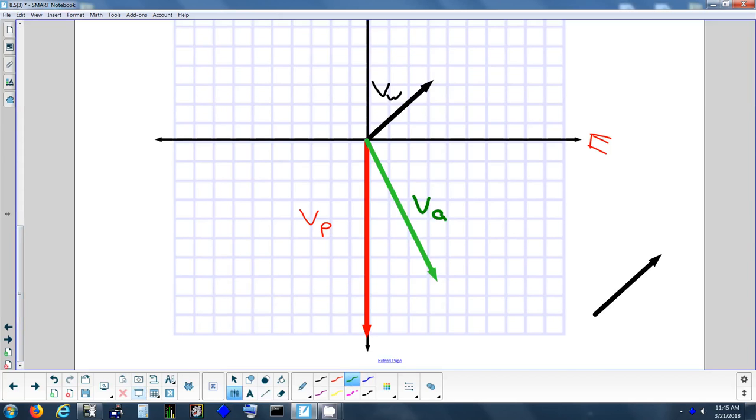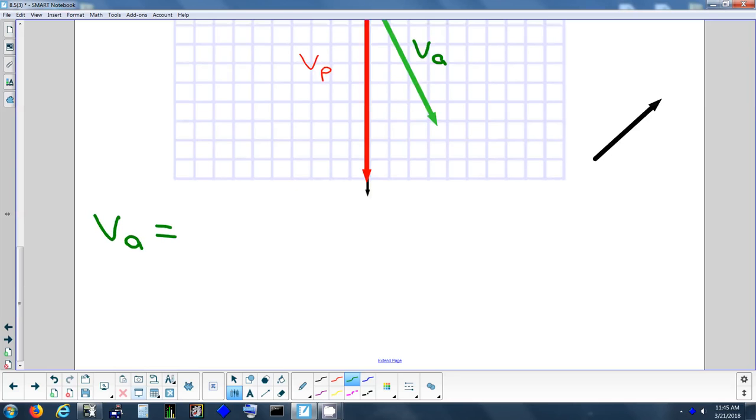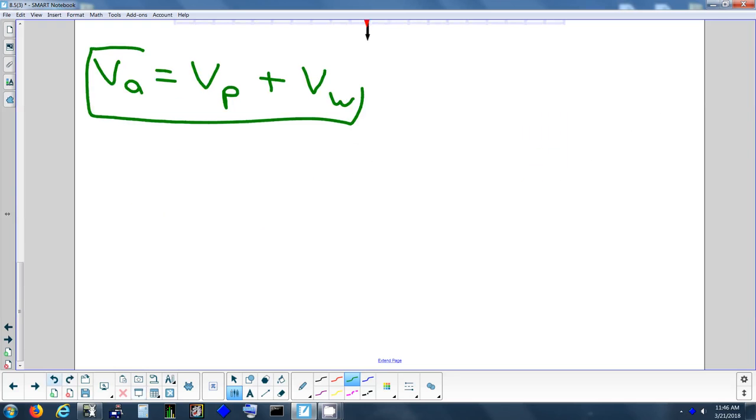Now, when I just did that visually to find the vector in green, what operation did I do with the red and the black one that we talked about the very first day? What's that? I just added them. Okay. To find the actual vector for the plane, I took what the plane thinks it's doing, and I took the effect of the wind, and I combined them together. So visually, that's what I just did. Take what the plane is doing, take what the wind is doing, add them together, and that gives you the actual effect. Okay. So keep that equation in mind. That's basically what we're going to figure out. Our goal is to find this. What is the actual vector for the plane?